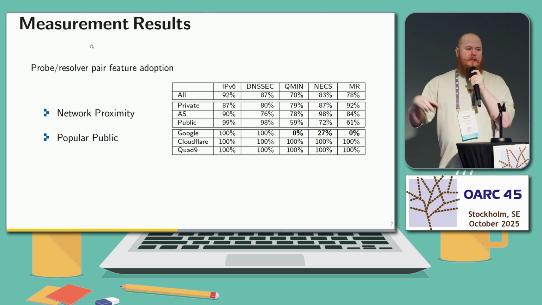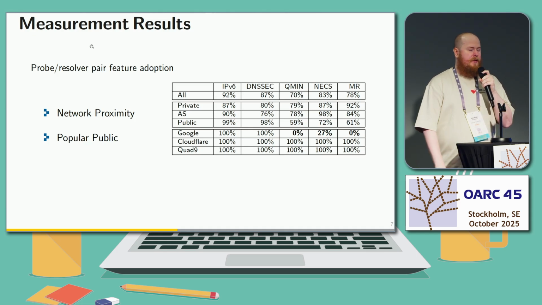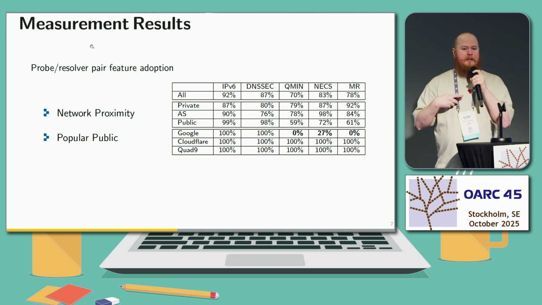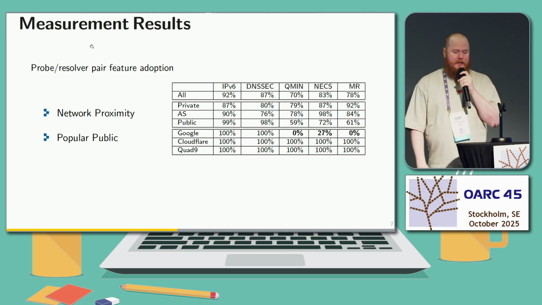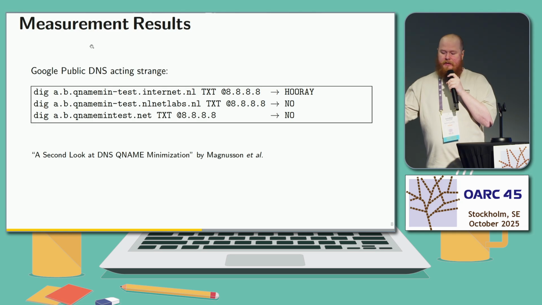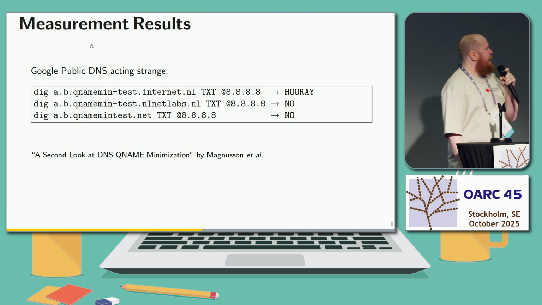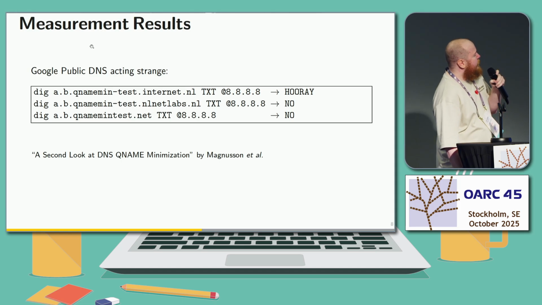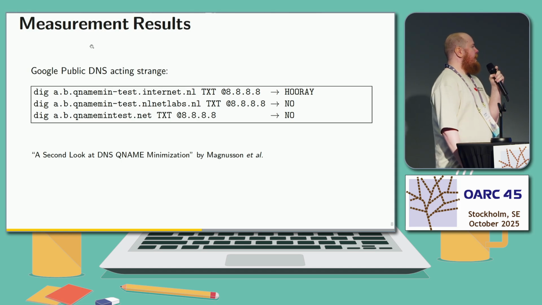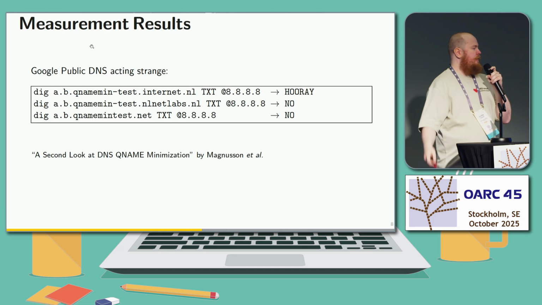In a previous study that we did around query name minimization, we set up a domain that we use for querying from the client side. So we send a query, and we get back a TXT record, which responds "hooray" if it's a query name minimized query, or "no" if it isn't. These are different domains for different studies over time. And for the third one, at the bottom, if we query the public DNS of Google, it responded with no.